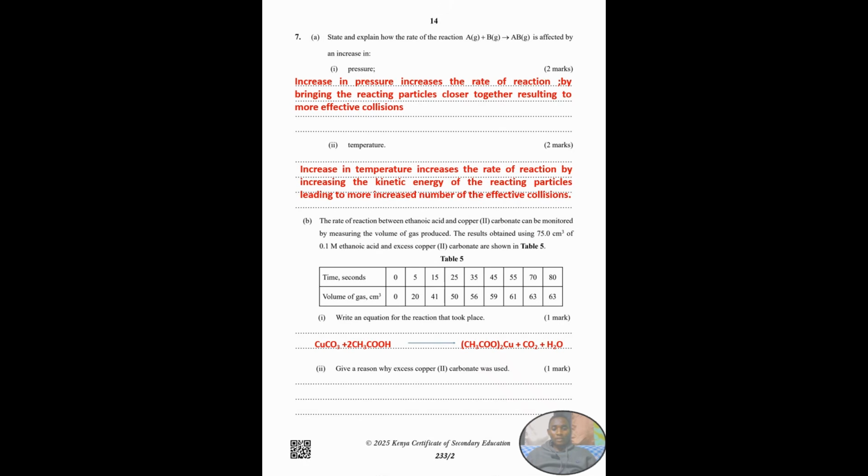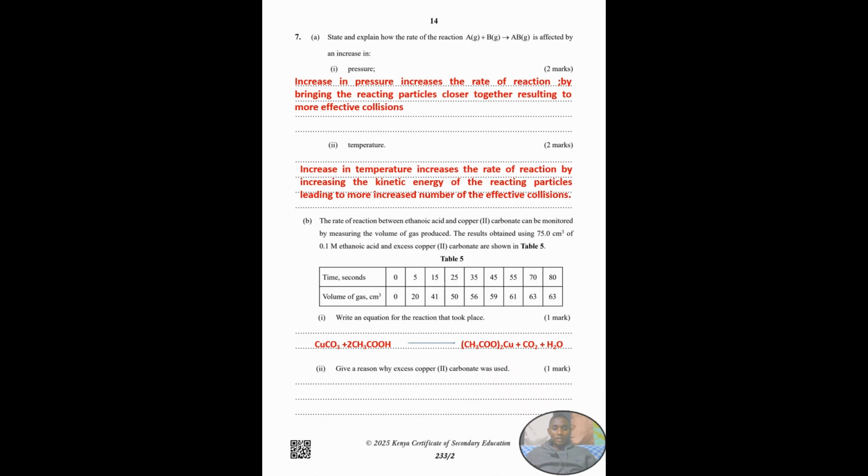Copper carbonate is a solid, ethanoic acid is aqueous, copper 2 ethanoate in this case is aqueous. Then carbon dioxide is a gas, and water is a liquid. The equation should be balanced. So you balance by putting a 2 at the ethanoic acid, and you'll be able to score 1 mark.